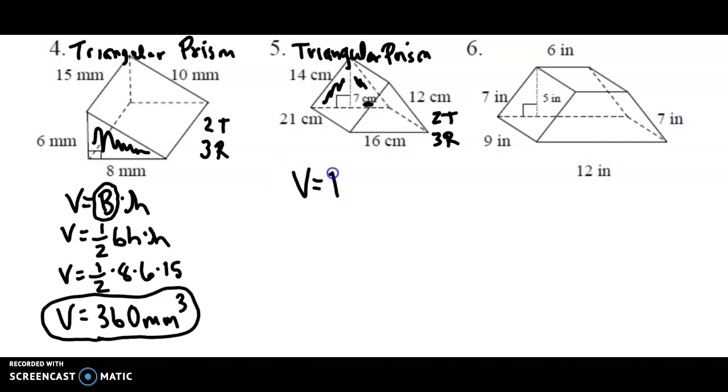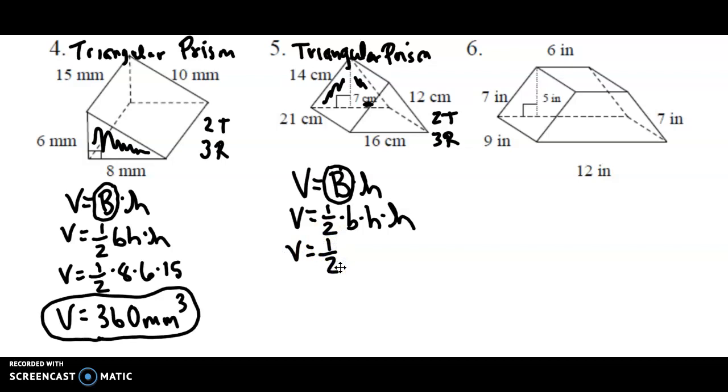V equals capital B times cursive H. Again, I'm going to plug in that B. The formula for a triangle is 1/2 base times height. Then I have the height of the prism.